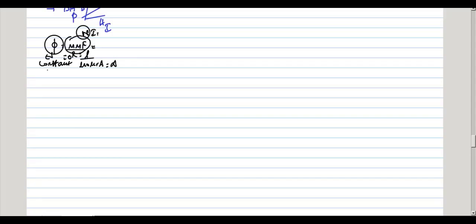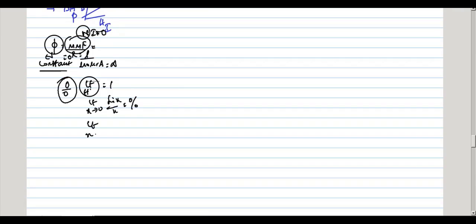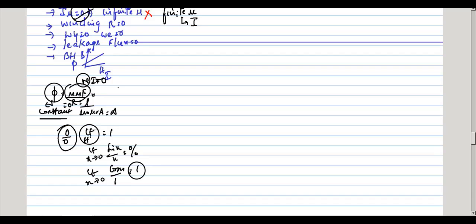I want the flux value to be constant, but I am getting zero. This is something like a zero by zero form. Applying L'Hospital's rule, you get a finite value. For example, the limit as x tends to zero of sin x by x is a zero by zero form. Applying L'Hospital's rule, it becomes the limit as x tends to zero of cos x by the derivative of x, which is one, so cos 0 is 1, a finite value. Similarly, even if the magnetizing component of current is zero, you have a finite amount of flux. This is the mathematical logic behind it. Permeability is infinity, which means reluctance is zero, so it is a zero by zero form, and applying L'Hospital's rule you get a finite amount of flux.